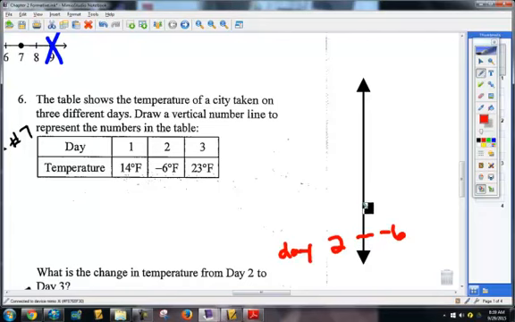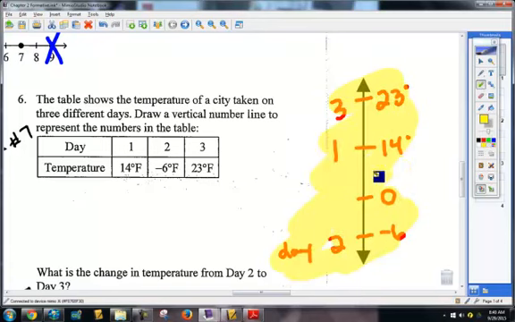Should I probably put 0 on there? Yeah, you always want to put 0. Now we're going to go ahead and put 14 degrees, and that's going to be day 1, and then we're going to put 23 degrees, and that's going to be day 3. So yours must look like that. If you don't have that, it's wrong.